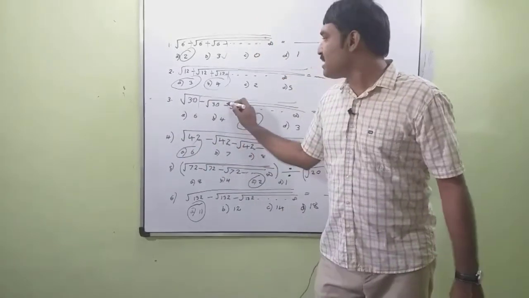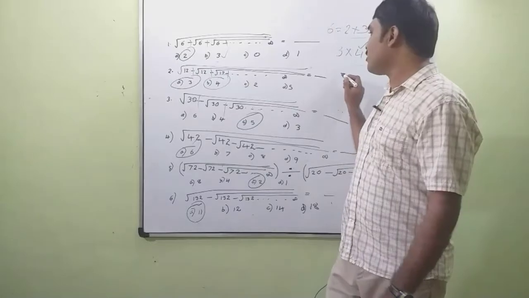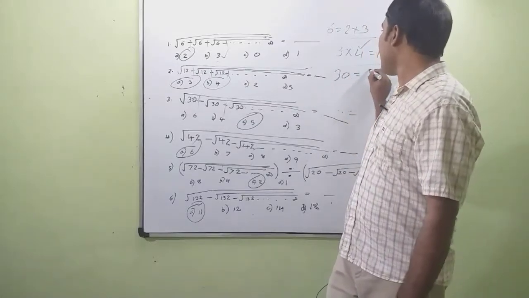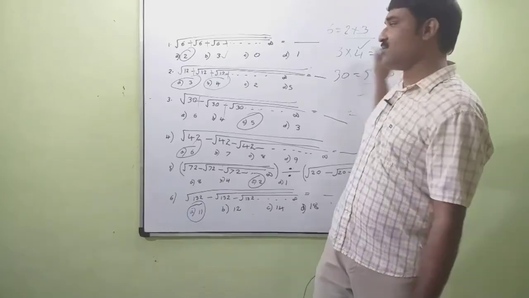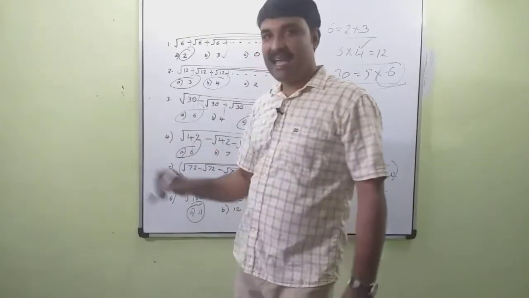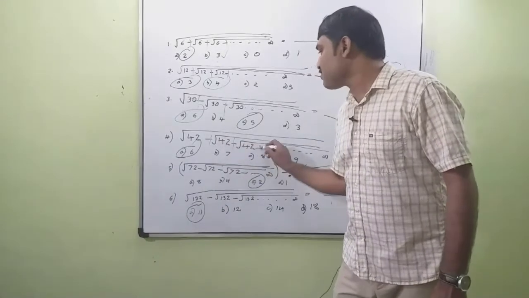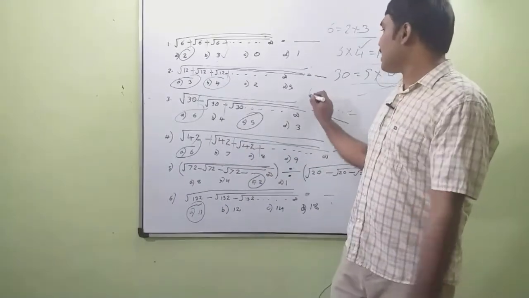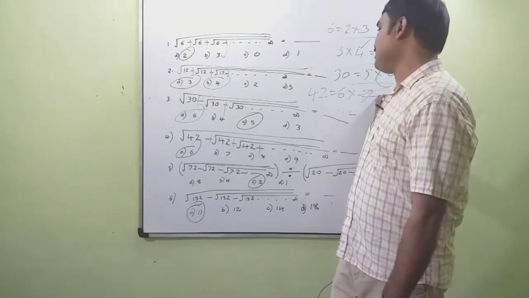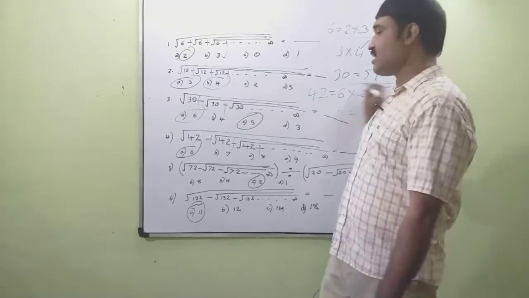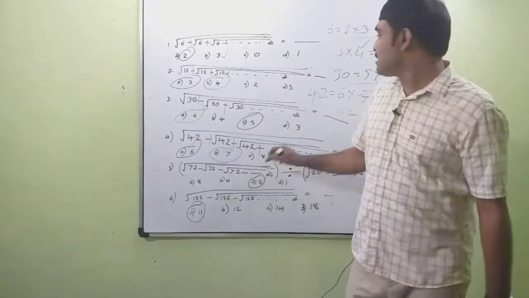Now 30 plus, square root of 30 plus, goes on. So we know that 30 is equal to 5 into 6. So the largest of these numbers is 6. So the answer becomes A. Now look at this question. 42, square root of 42 plus. Okay, we can write 42 is equal to 6 into 7. So the largest of these is 7. So the answer becomes 7.